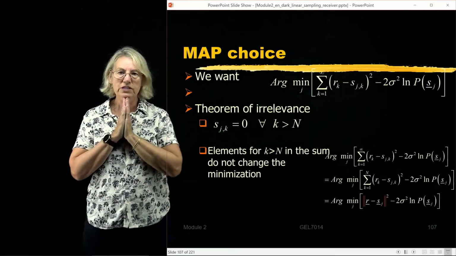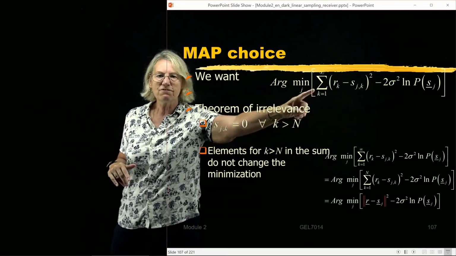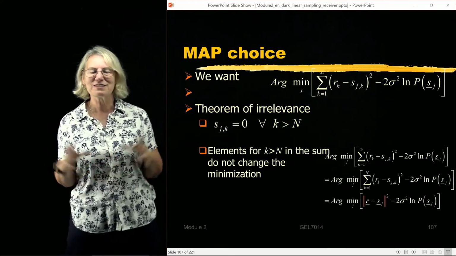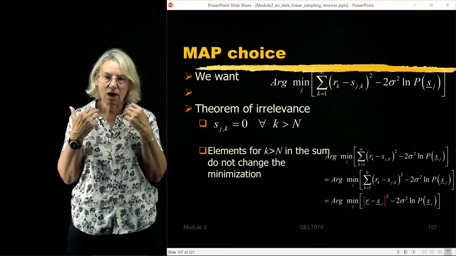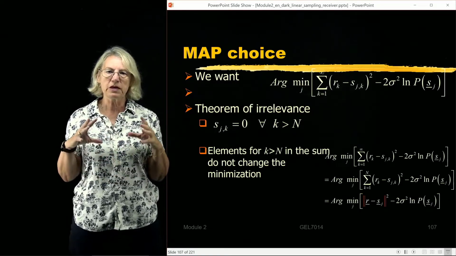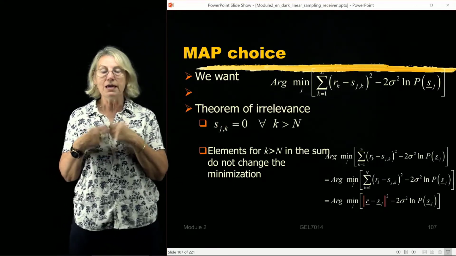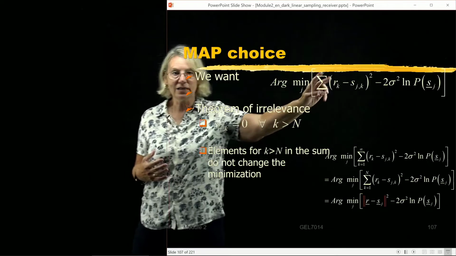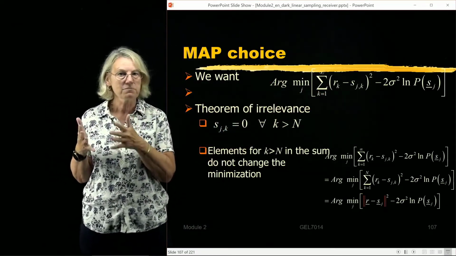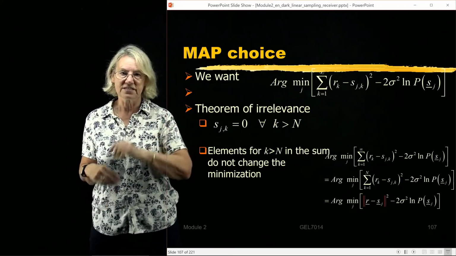Okay, so now we're going to do a very, very big simplification. We can see now that this is an infinite sum, and infinite sums are not very attractive to us. We'd like to limit the complexity, and so now we're going to be able to do that. The way we're going to do it is because of this minimization. This minimization is not going to be impacted by all elements in this summation, but only by a finite subset of this summation. And this argument is called the irrelevance theorem.